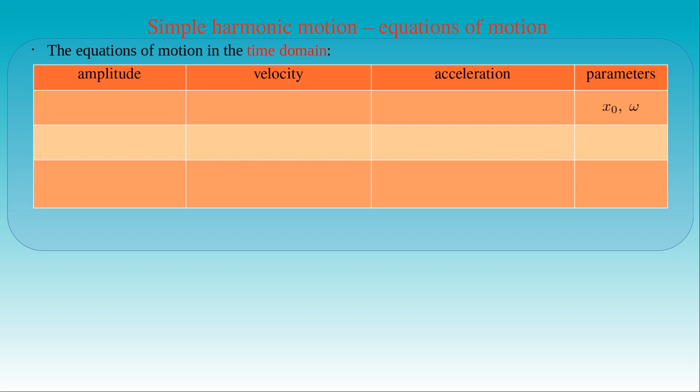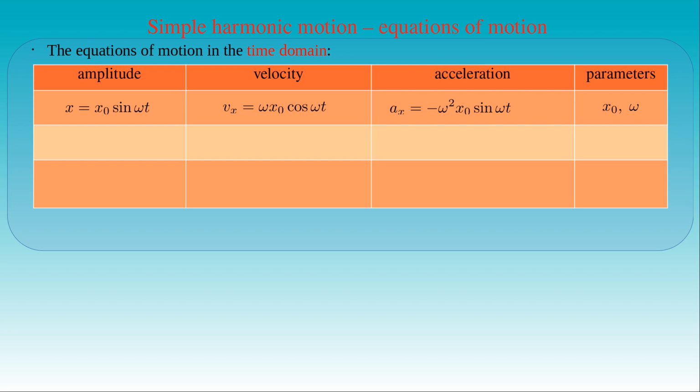The amplitude x of the simple harmonic motion is equal to the maximal amplitude x0 times the sine of the angular frequency omega times the time t. The velocity vx of the oscillating body is given by omega times x0 times cosine omega times t, and its acceleration ax can be written as minus omega squared times x0 times sine omega times t.